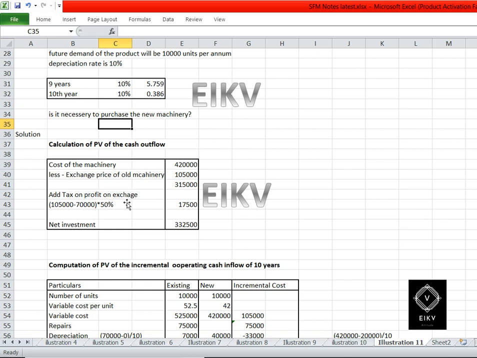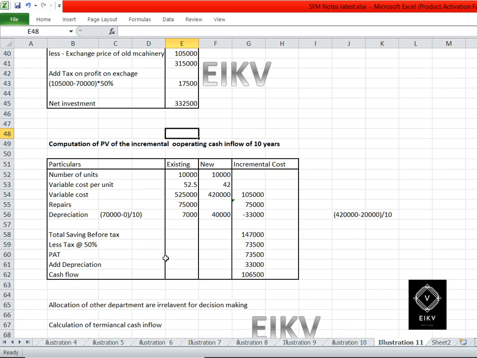We will get an amount, and when we multiply that amount by 50%, we will get 17,500. So we need to add it back because it is a cost, right? When we sell that machinery we will get a profit, and for such profit we need to pay income tax. Therefore the tax amount is an expense, a cash outflow for the company, right? So we need to add that cost. Therefore the total investment cost is 3,32,500.